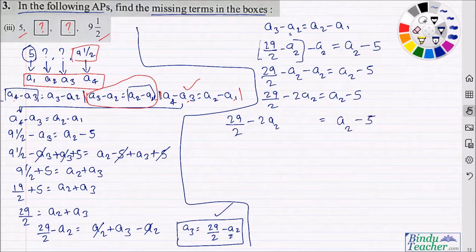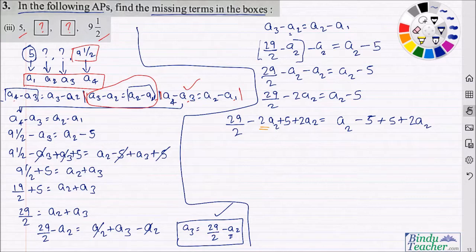So here I want to remove the 5. So I will write plus 5. Now that plus 5 I should write on the left side of the equation also. Also on the left side I want to remove this minus 2A2. So what I'll do, I'll write plus 2A2. And that plus 2A2 I'll write on the other side also.